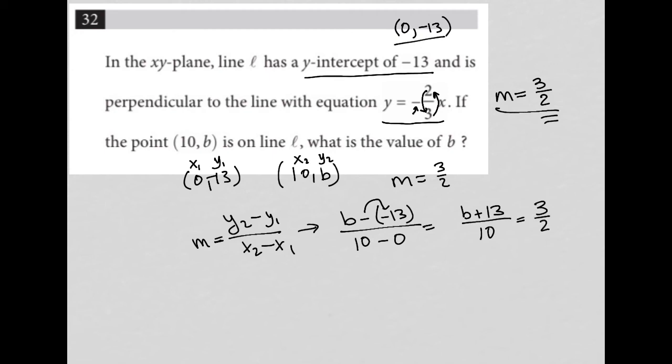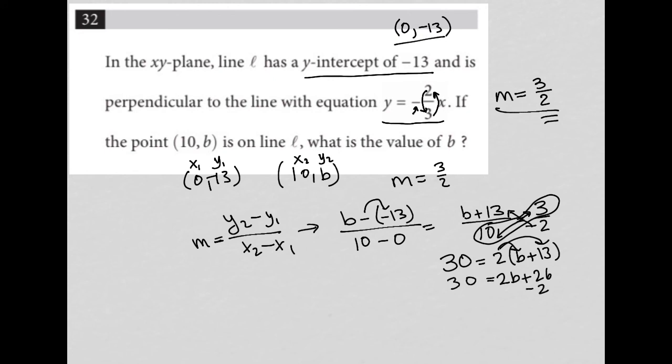Now I have a proportion, so I can cross multiply across that equal sign. So here I'd have 30, 10 times 3 is 30, equals 2 times b plus 13. And now it's just about simplifying and solving for b. So I have 2b plus 26 equals 30. Subtract 26 from both sides. So this becomes 4 equals 2b. And divide both sides by 2.